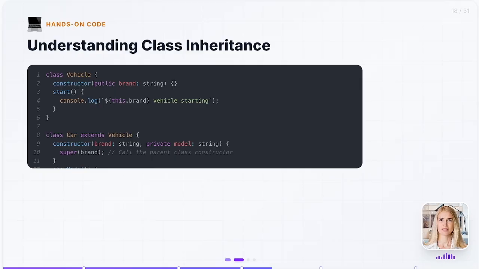Without inheritance, you'd have to rewrite the same logic over and over for every type of vehicle, making your code repetitive. Remember, overusing inheritance can lead to overly complex systems that are hard to manage, so keep it simple and smart.